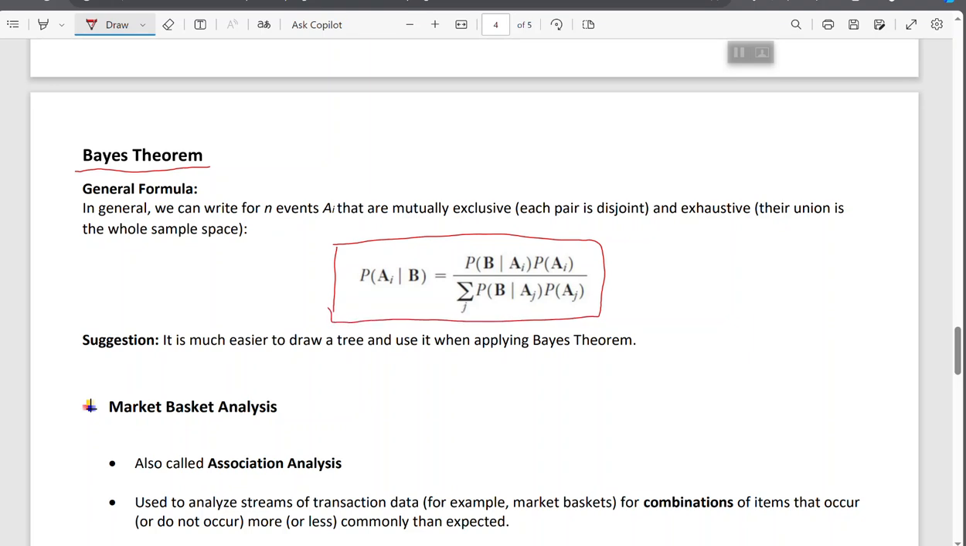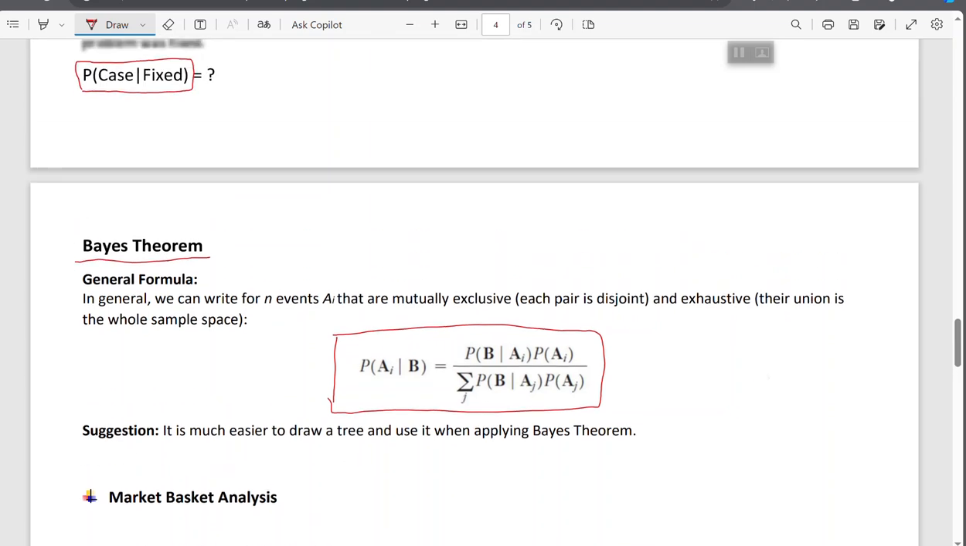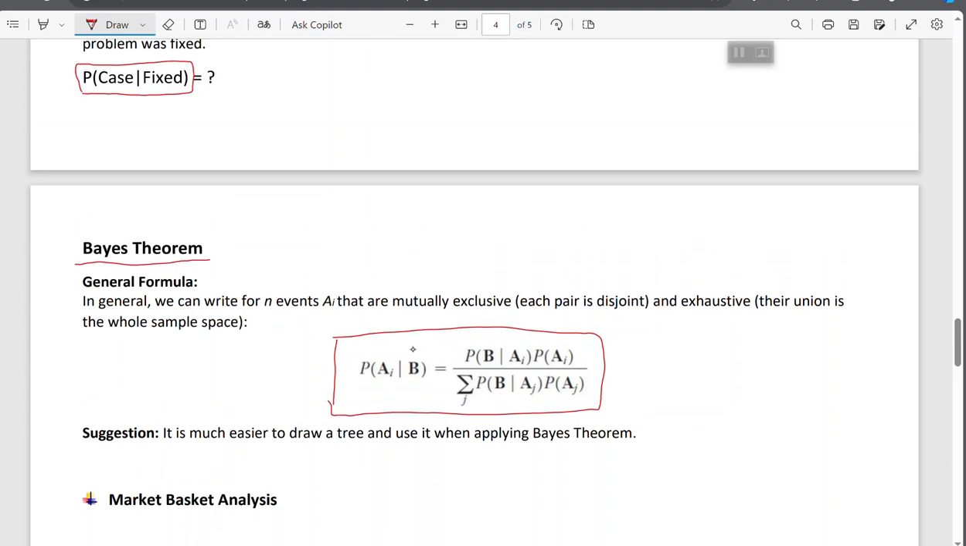All right, so what does that mean? Let's look at this question. B is, for example, getting fixed. Then what is A_i? A_i is, we divide all the defects into 3 kinds, right? The case alignment problem, the memory problem, or the motherboard problem.